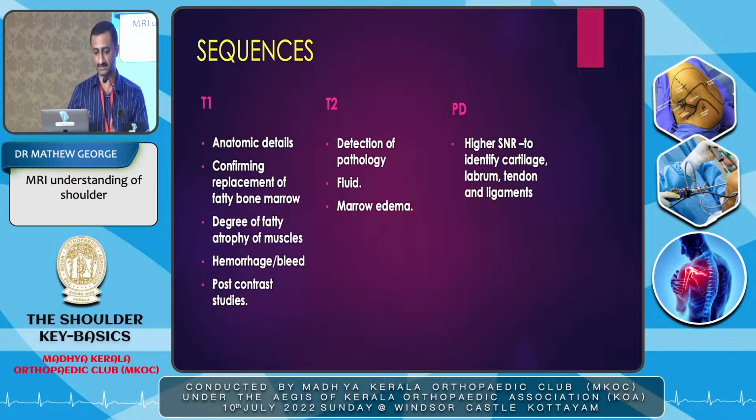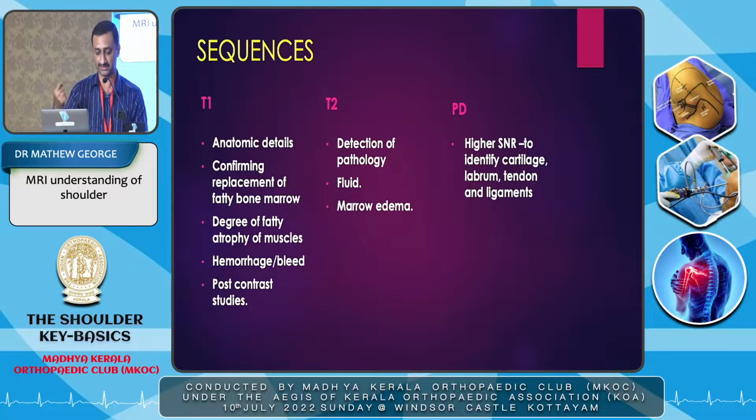Now, coming to the sequences, you know about T1 and T2. T1 is mainly to look at the anatomy. If you want to know the anatomy, you take the T1. You look at the T1 images, and that gives you a beautiful anatomy, the anatomical details. It's also used to look for the replacement of the normal fatty bone marrow. It also gives a degree of the fatty atrophy of the muscles. Again, when you repair the rotator cuff, if it is showing a lot of fatty atrophy, you cannot do it.